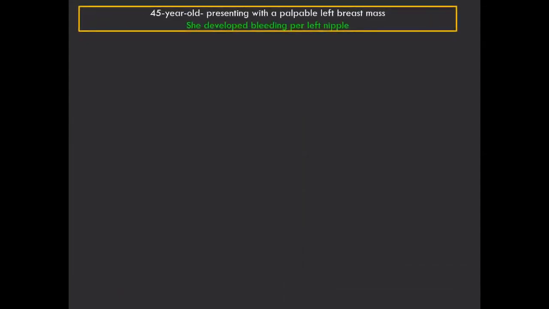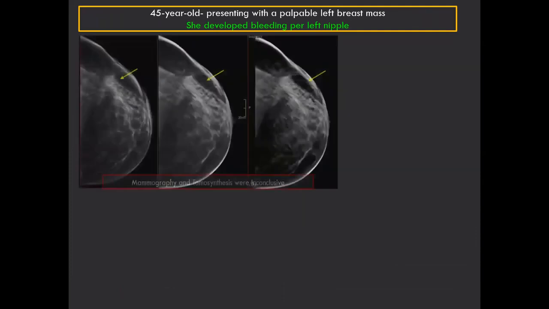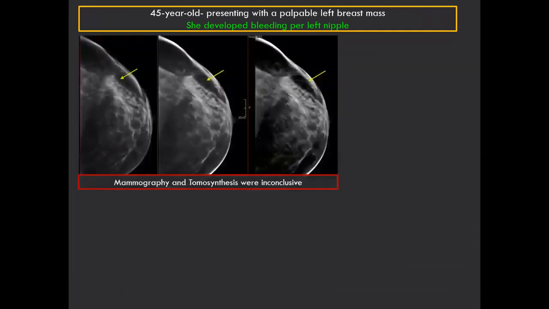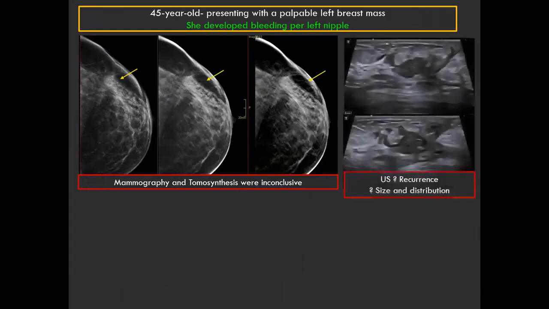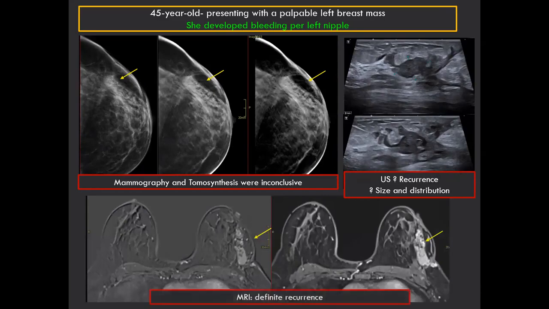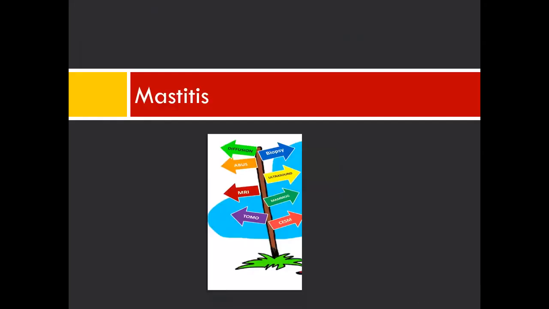On one of her follow-ups, she came complaining of bleeding per left nipple. This was the tomosynthesis and the mammogram of the patient, and both were not diagnostic. While on the ultrasound examination, we saw an irregular hypoechoic mass, and we suspected the presence of recurrence at the operative bed. And actually, this was her MRI, which showed the same findings, and this was operative bed recurrence.